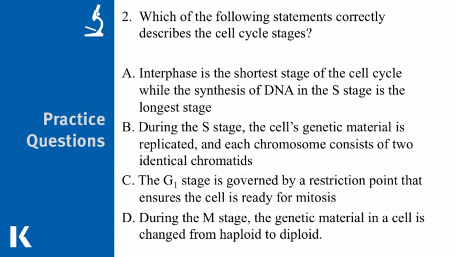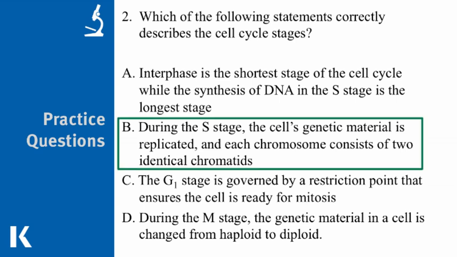This next question is asking you for the statement that correctly describes the stages of the cell cycle. The answer should be B. Interphase is the longest phase, not the shortest. The restriction point in G1 ensures that the cell is ready for S phase, not mitosis, and the genetic material in a cell is changed from haploid to diploid during S phase of meiosis, not mitosis.